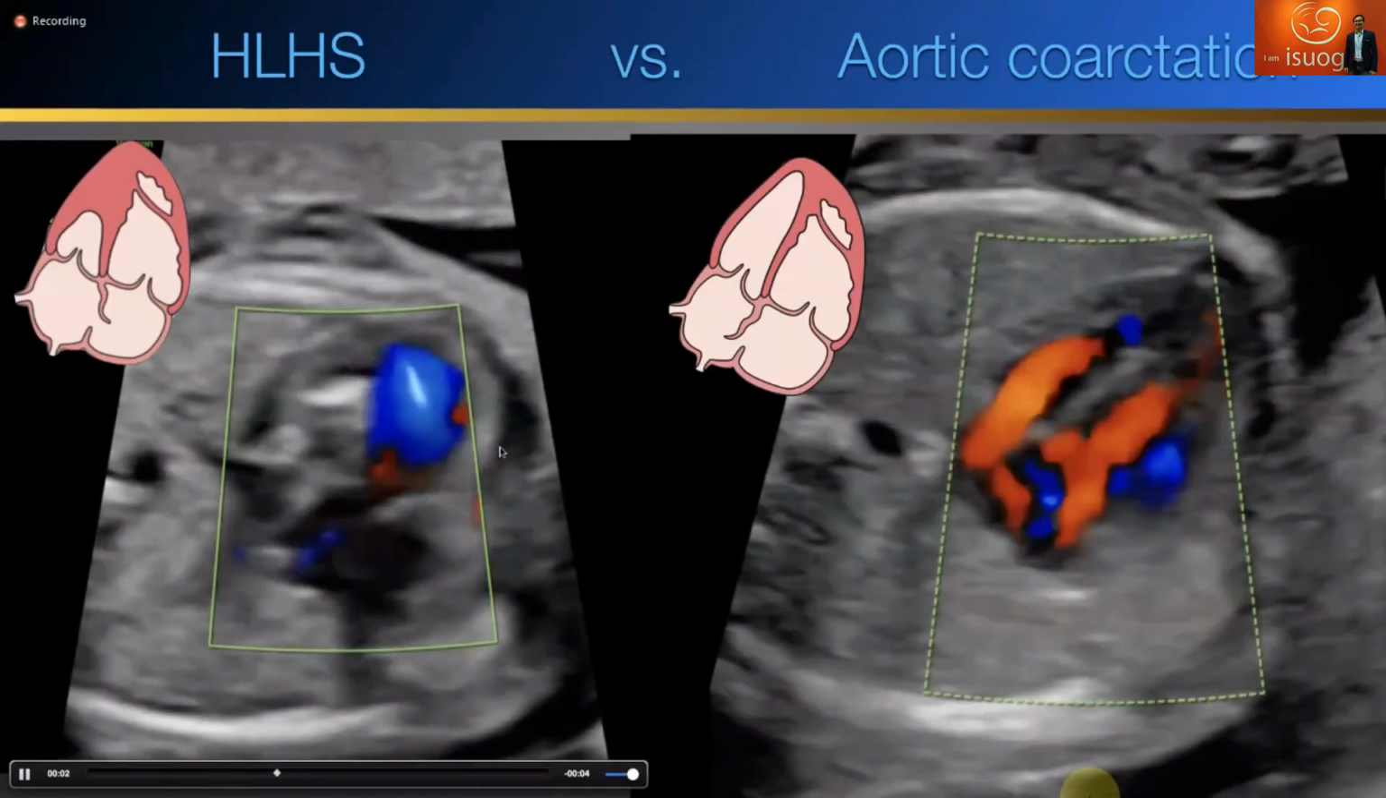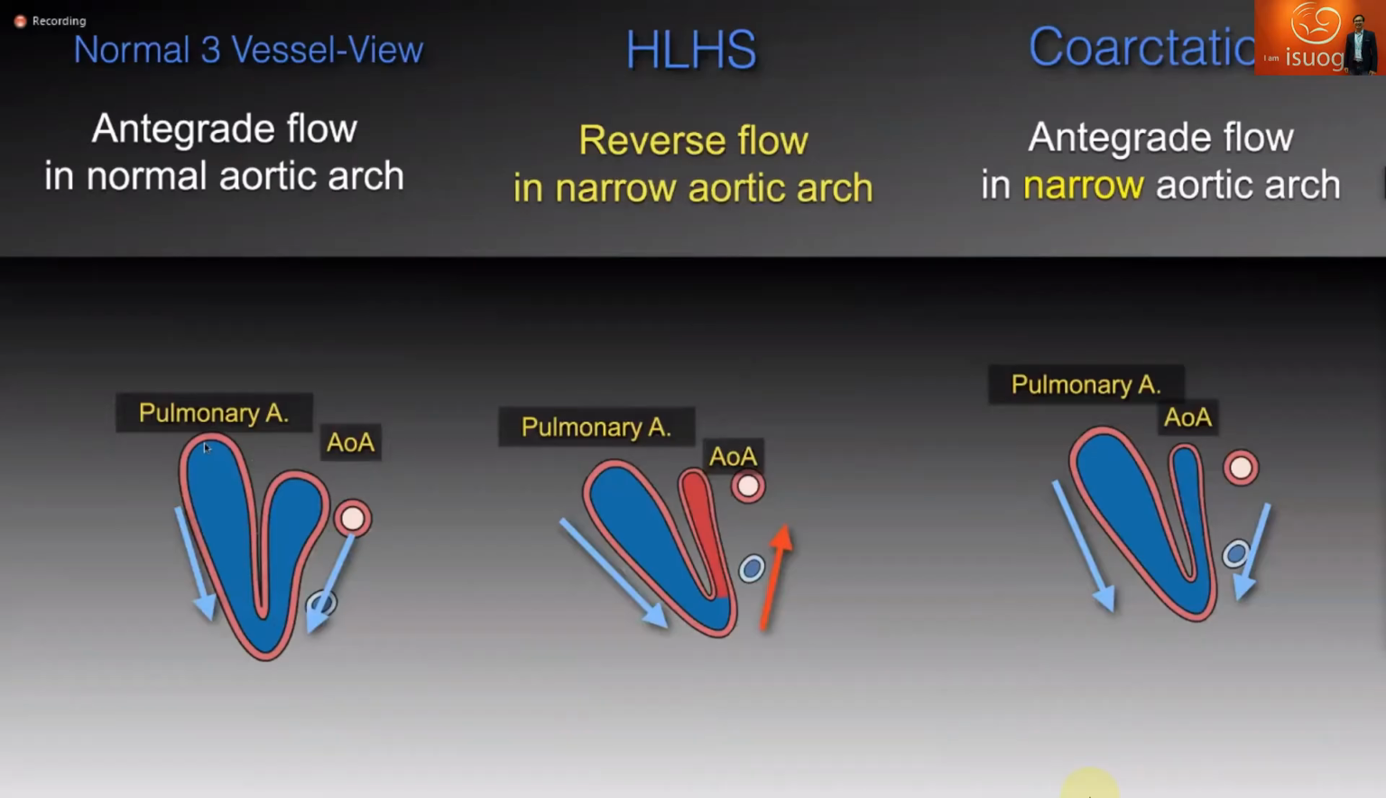Let's move to the next plane. Under normal conditions, you have an anterior flow in the pulmonary artery and the aorta. If you have a hypoplastic left heart syndrome, you have almost a reversal flow in the very tiny aorta. Sometimes you don't see it even on 2D.